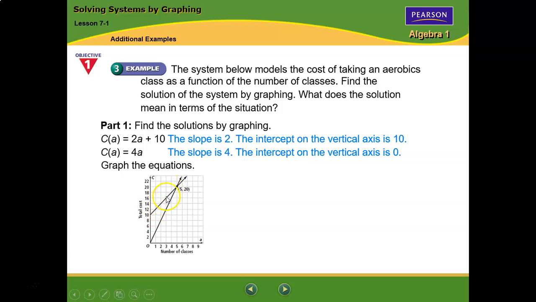the first aerobics class is going to be the better choice because after 5 classes, we can see that its cost is going to be less. So you as a customer would have to decide how many times am I going to go? And then you would have to decide which class you want to take. All right, let's look at another situation.